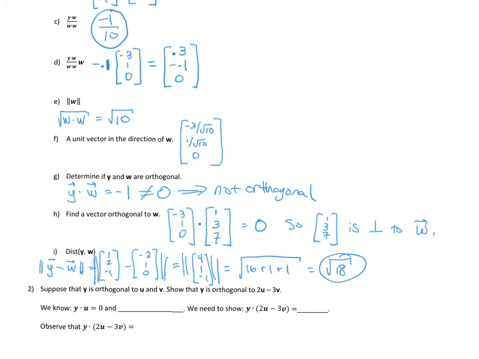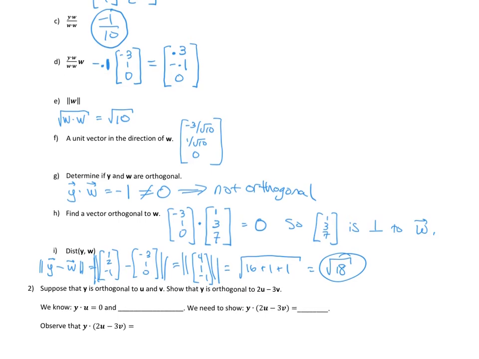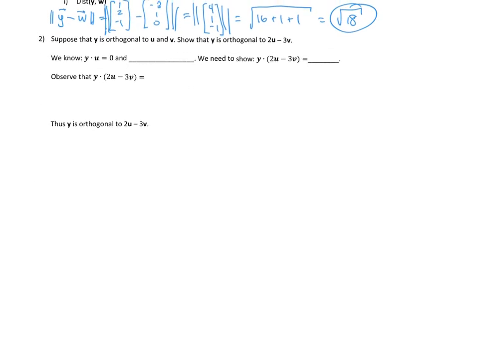Number 2, suppose that y is orthogonal to u and v. Show that y is orthogonal to 2u minus 3v. Okay. So we know y dot u is 0, because that was given. And what was also given is that y is orthogonal to v, which means y dot v is also 0. So I need to show that y dotted with 2u minus 3v is 0. That's how we show two vectors are orthogonal.